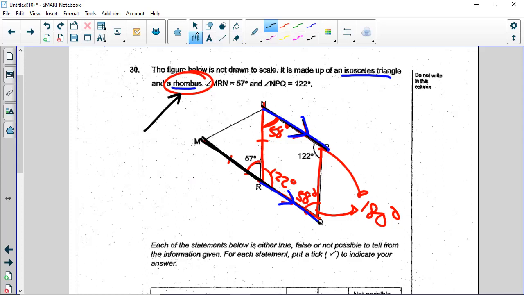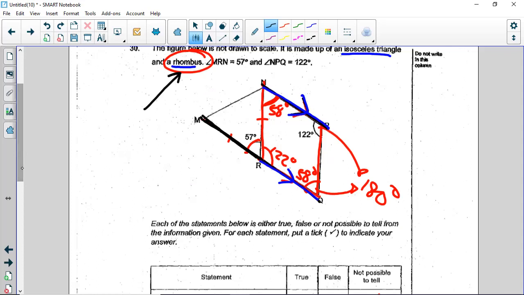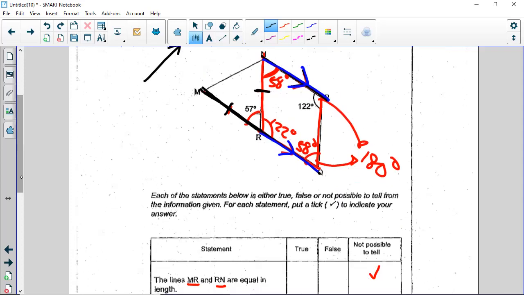So are the two lines equal? If it's an isosceles triangle, then you have two sides that are equal, right? But the question never really says which two sides are equal. So we are not sure. Okay, the answer key put down true, but can anyone explain to me why it is true?